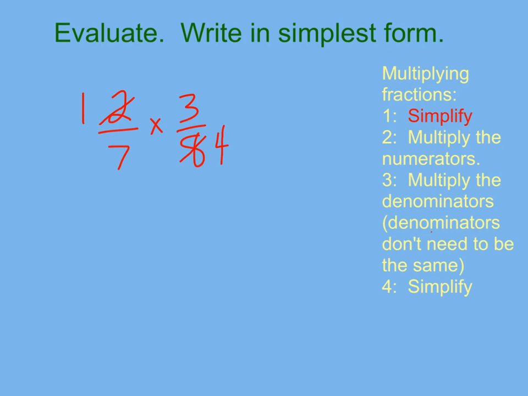Now I look to see, is there any other way that I could simplify? And I don't see another way to simplify. So now I'm ready to multiply the numerators. 3 times 1 is 3. And my denominator, 7 times 4 is 28. And now I double check. Do I need to simplify any more? And I look at that, and 3 is the only number that would go in here. 1 and 3, I should say. And 3 does not go into 28, so that is simplest form right there.